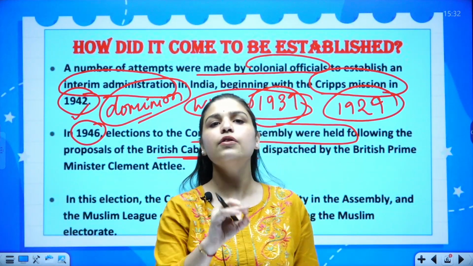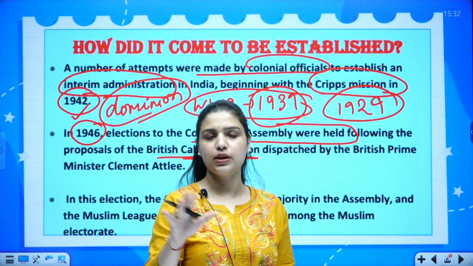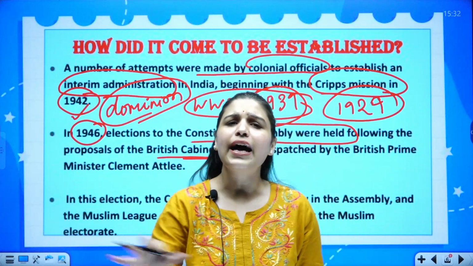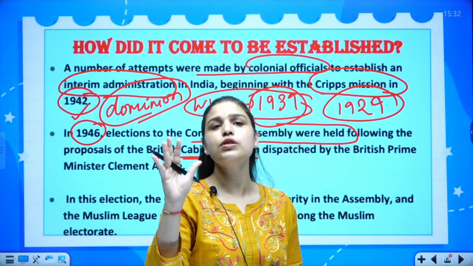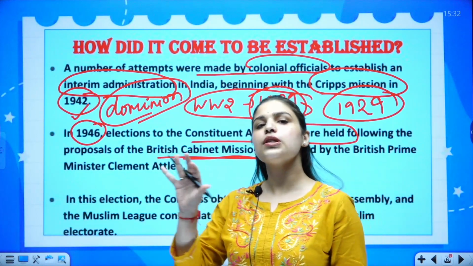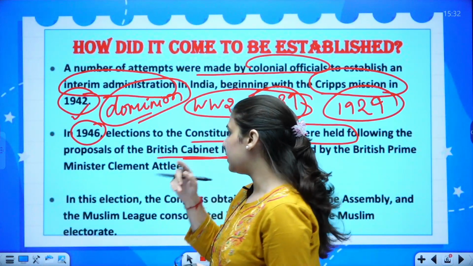The reason being that it would be a blot on their diplomacy, that they ruled a country for so many years, more than 200 years, and then left it in such a condition where there were riots all around, and the country was divided on the basis of communalism. So at this point, the Britishers wanted a united India. That is why this Cabinet Mission was sent.